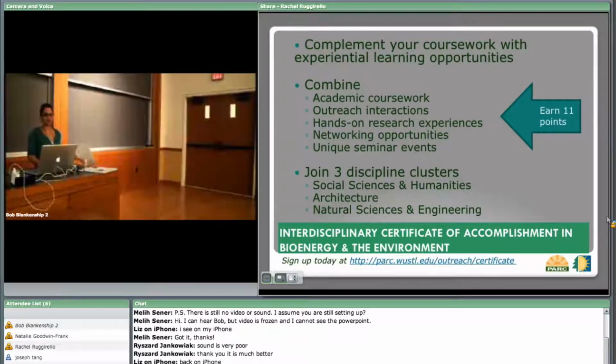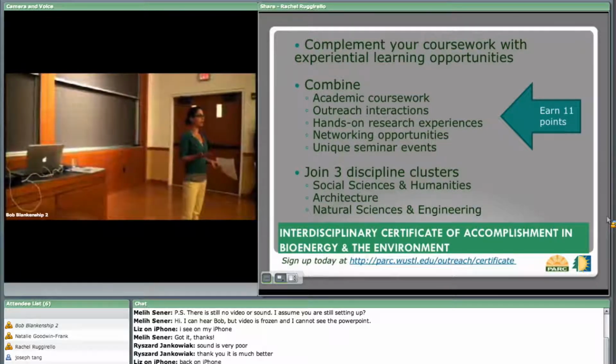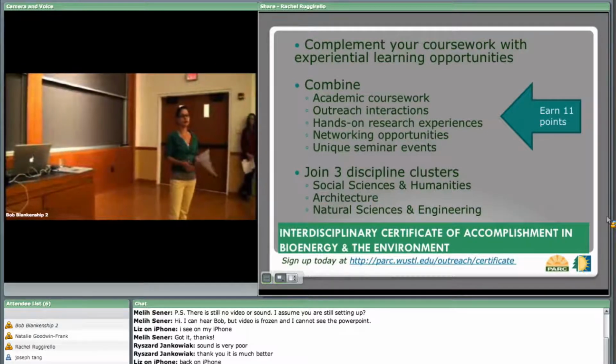We also have hands-on research experiences. Bob was talking about the summer undergraduate research fellowships. PARC does provide funding for students to do that. The applications come out for that usually.